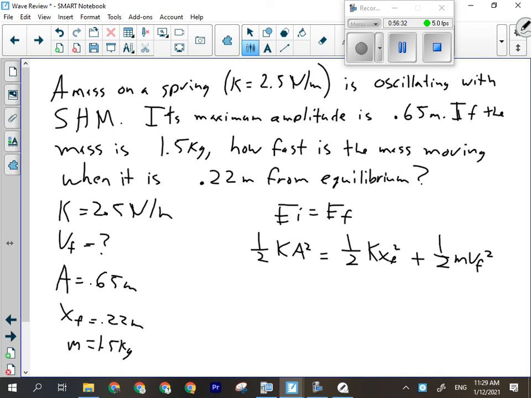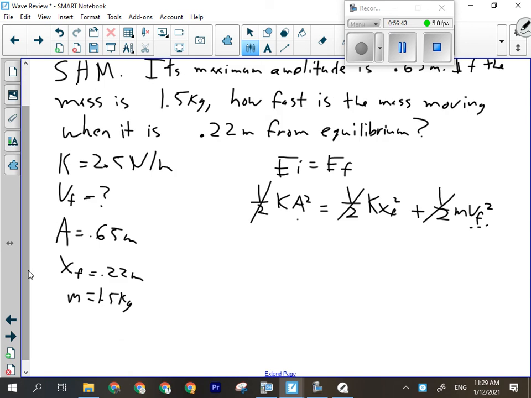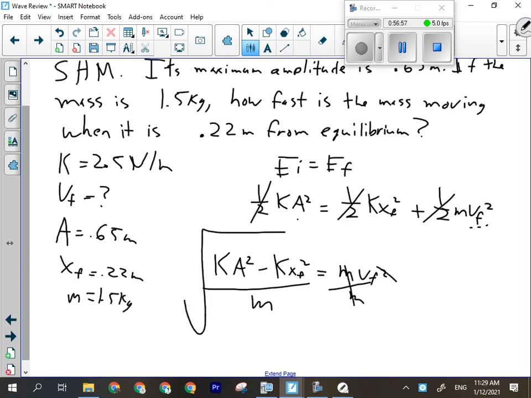I'm trying to find Vf. First thing I'm going to do, cancel off the halves. It's in every term, so I don't need it. Then I'm going to subtract Kxf squared over to the other side. So I'm going to have Ka squared minus Kxf squared equals mvf squared. Divide both sides by m and square root, and I've got Vf.